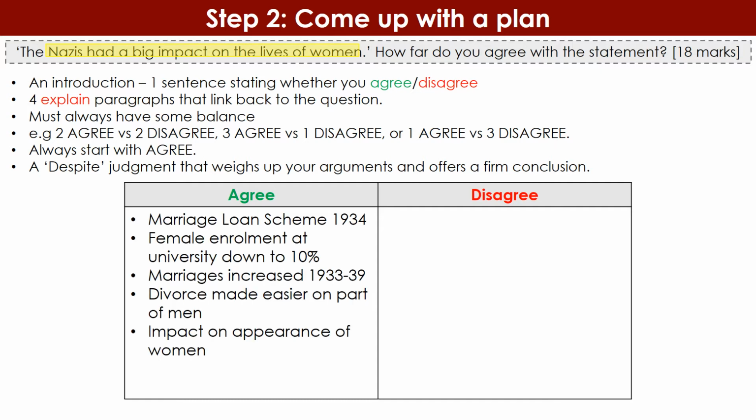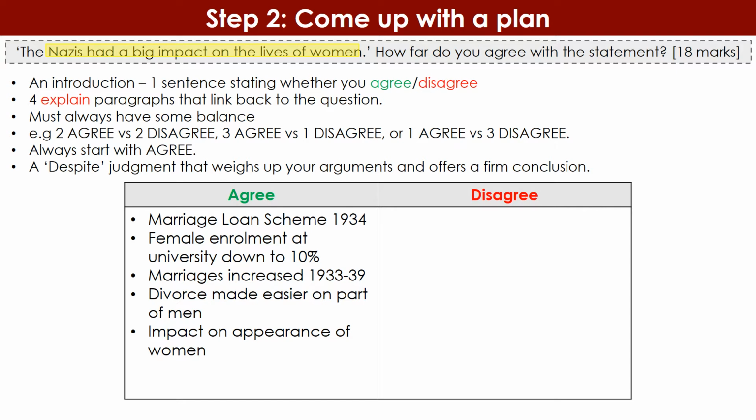On the board are some examples then that you could use to agree with this statement. So you could talk about the fact that there's the marriage loan scheme in 1934, the fact that female enrollment at university was down to 10%, which shows that the Nazis did have a big impact on the lives of women, especially in education. The fact that marriages increase or divorce rates increase, the fact that there was a huge impact on the appearance of women in Nazi Germany due to things like the Women's Bureau. So these are all some examples that you could use to agree with the statement.